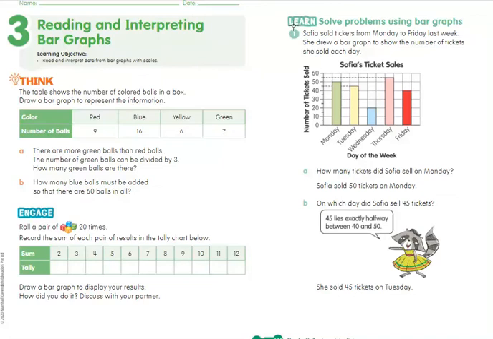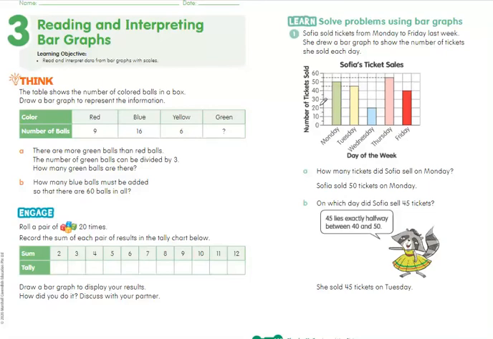So it says solve problems using bar graphs. Sophia sold tickets from Monday through Friday last week. She drew a bar graph to show the number of tickets she sold each day. So anytime you have a graph, you need to take in all the information it gives you. So I know that this is titled Sophia's Ticket Sales. And on the vertical axis, I have the number of tickets sold. And notice the scale is different. So the scale is what you're counting by. I'm counting by tens over here.